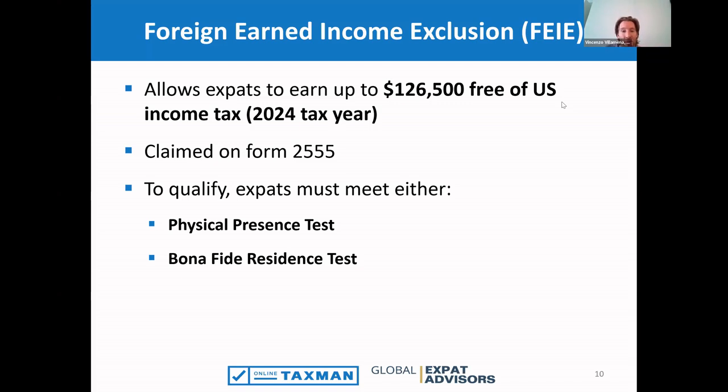And so, in order to qualify, expats must meet either the physical presence test or the bona fide residence test. So, this is an and/or. You don't have to do both, right? Only one. And I see a lot of US accountants, good accountants, really be misinformed. Literally, it happens almost every week where the US accountant is misinformed on what qualifies.